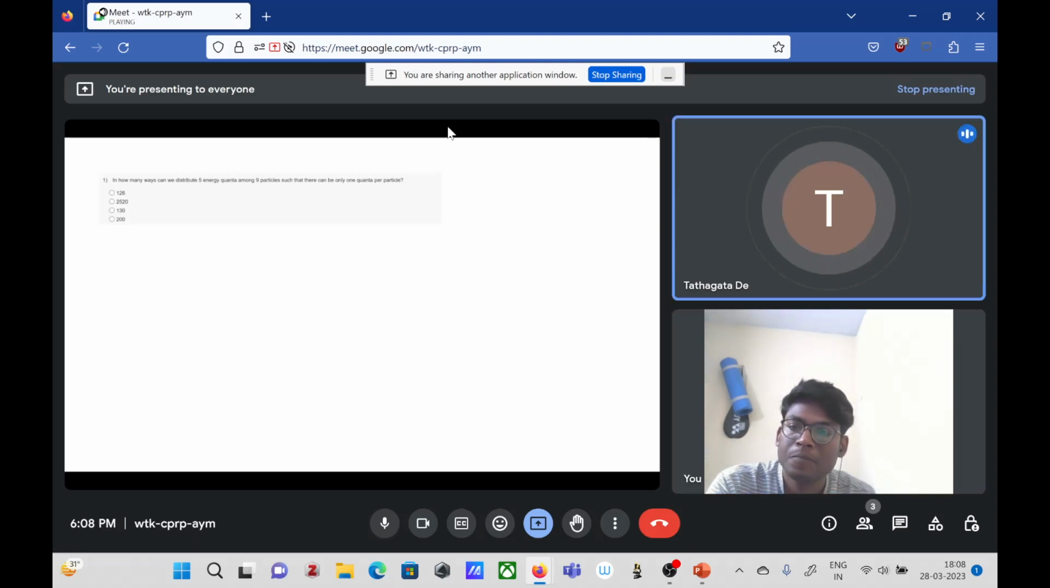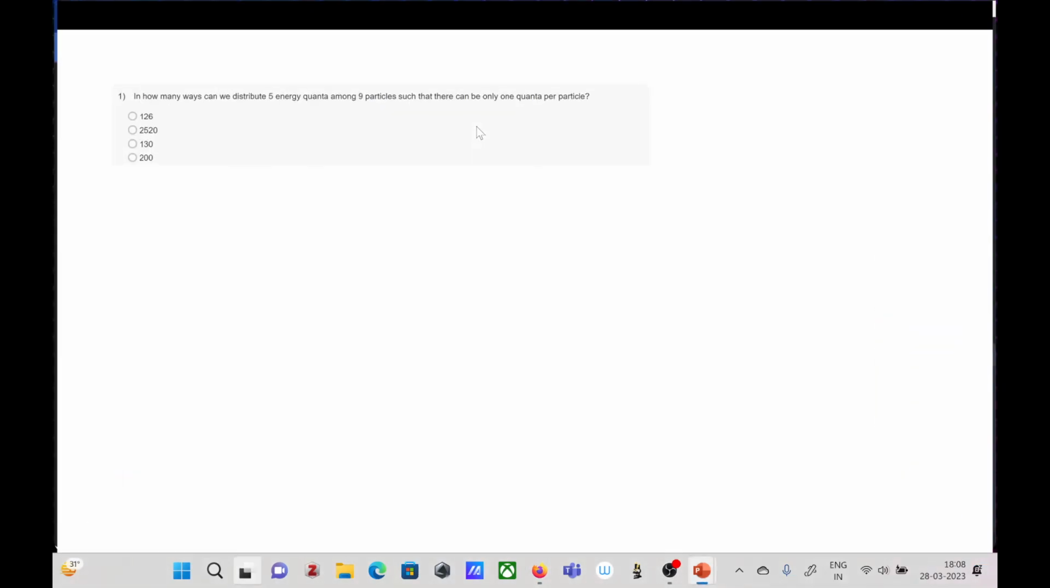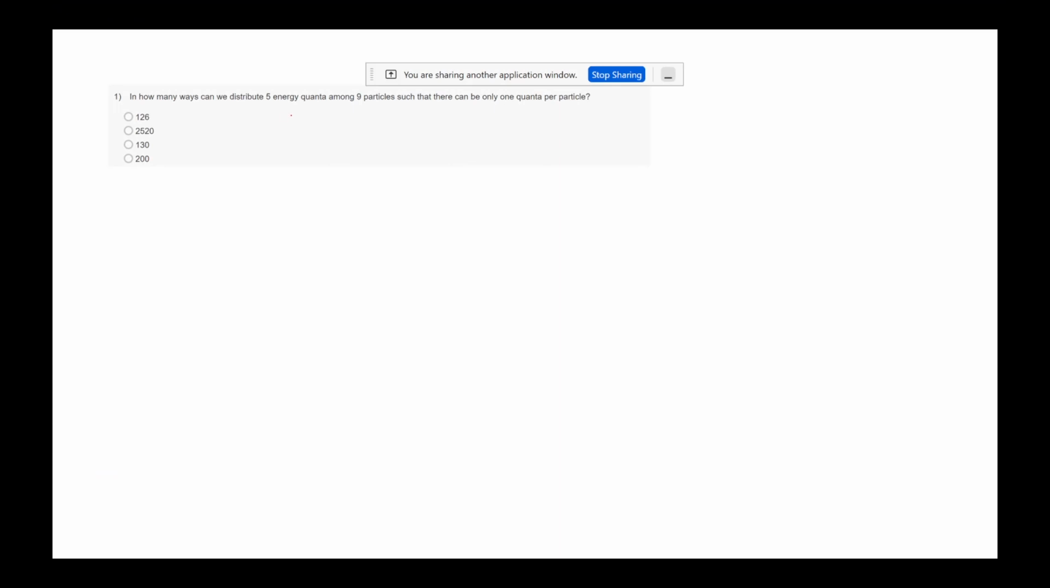So here we need to distribute the energy among 9 particles. Yes. 5 energy quanta, let's say A, B, C, D, E, we have to distribute among 9 particles. Just as you have said, let's write it. There is a restriction that only one quanta per particle. Exactly. So there are 9 particles.